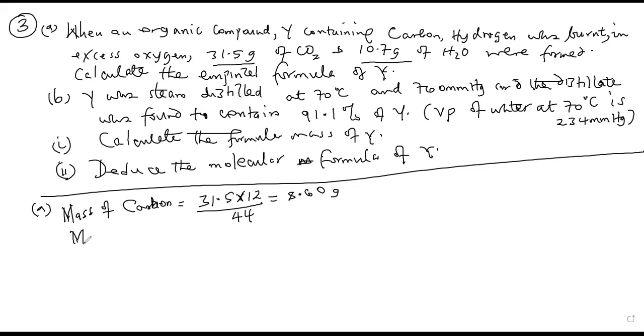Then you also look for the mass of hydrogen, which will be 10.76 times 2 atoms of hydrogen out of 18. How does it come about? You'll be saying, if 18 grams of water contain 2 grams of hydrogen, what about 10.76? So this is going to give you 1.20 grams.